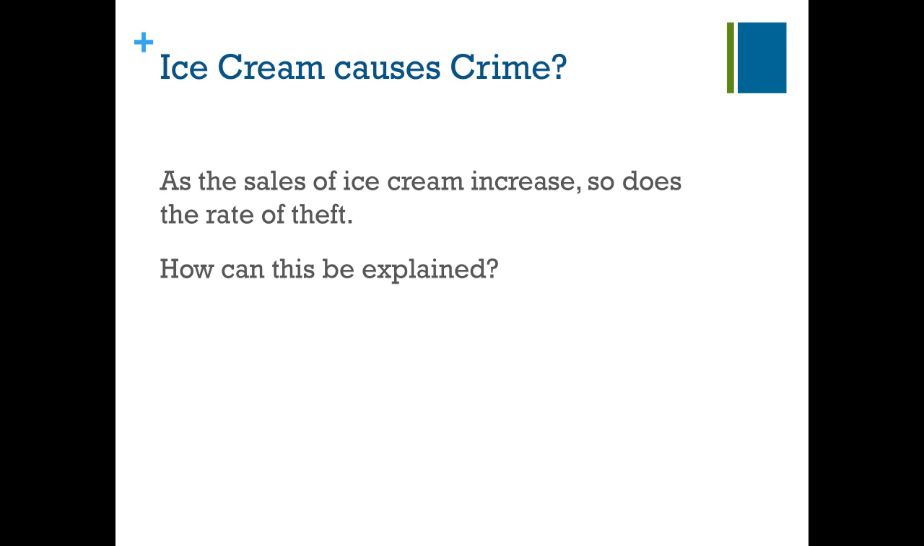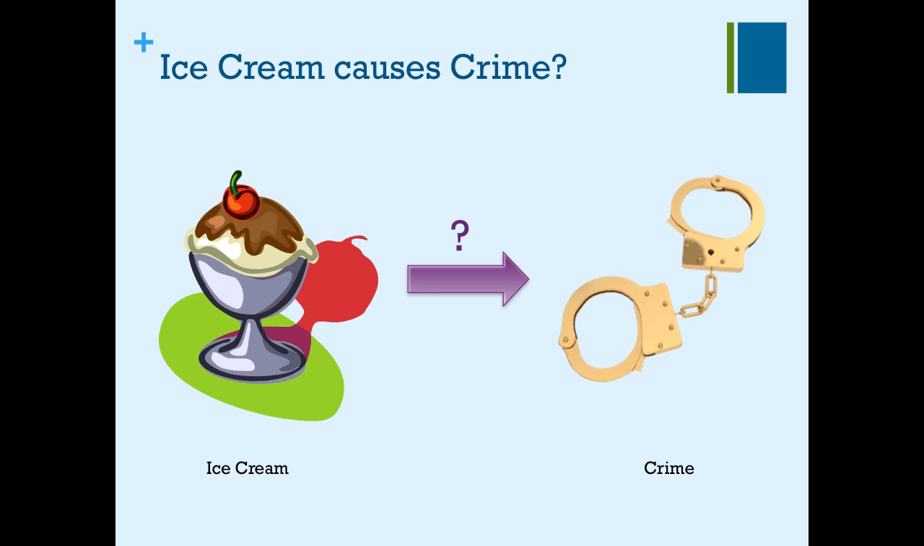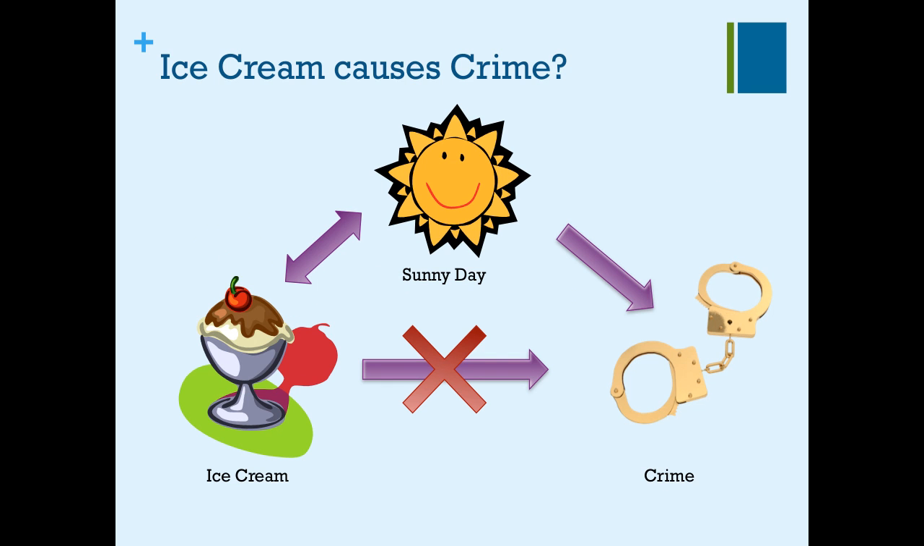It has been shown that as the sales of ice cream increase, so does the rate of theft. So, does this mean that ice cream causes crime? Let's think about this carefully. Looking at the data available, it might make sense to conclude that ice cream causes crime. However, when you dig deeper, you find there is a 3rd variable that explains both the increase in ice cream and crime. It just so happens that people buy more ice cream and steal more on sunny days. There's actually no direct relationship between ice cream and crime at all.